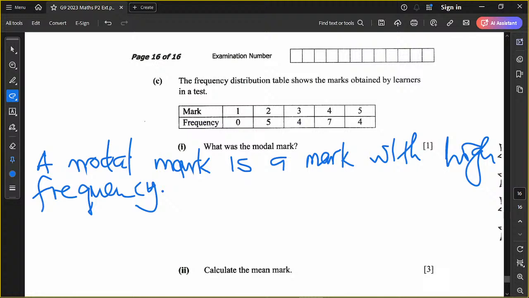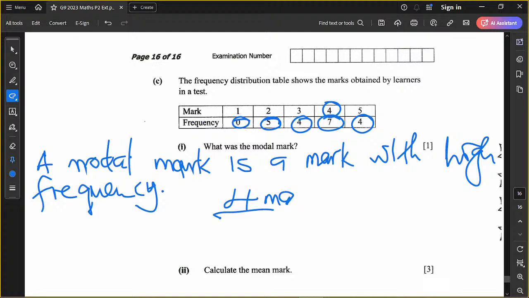So when we look at the marks, for 1 mark, none of the pupils got 1 mark, there is 0 here. When we look at 2 marks, only 5 people got 2 marks. Then 3 marks, only 4 people got 3 marks. Then for 4 marks, 7 pupils got 4 marks. For 5 marks, only 4 pupils got 5 marks. So which mark was obtained by many pupils? That is 4. So the modal mark was 4. Why is 4 the modal mark? Because it has the highest frequency among the answers.